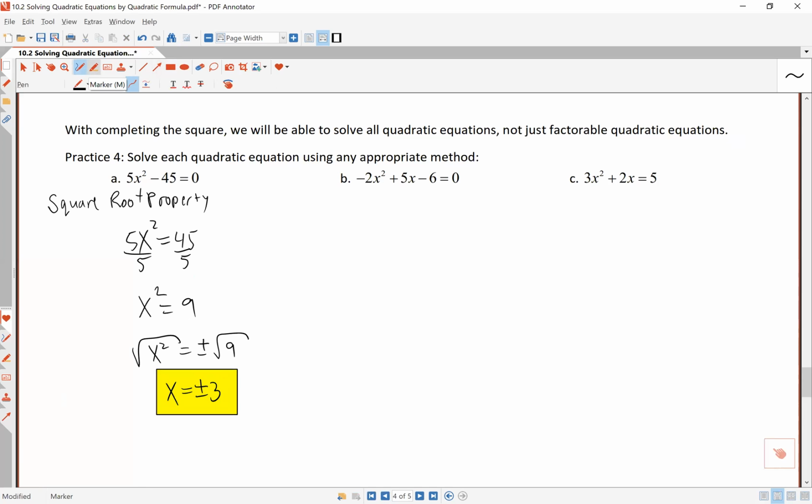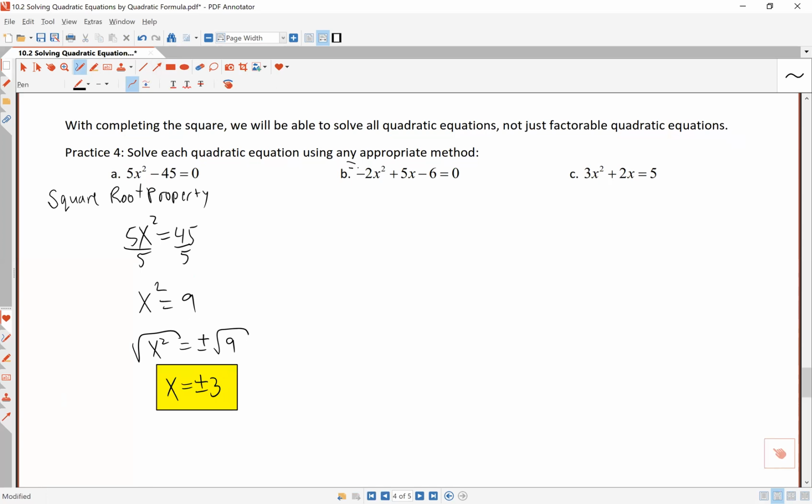Now, letter B, I never like to have a negative in front of my x squared, so I multiply both sides by -1, and that gives me 2x squared minus 5x plus 6 equals 0. Here my discriminant is 25 minus 48, which is less than 0, so I must use the quadratic formula.